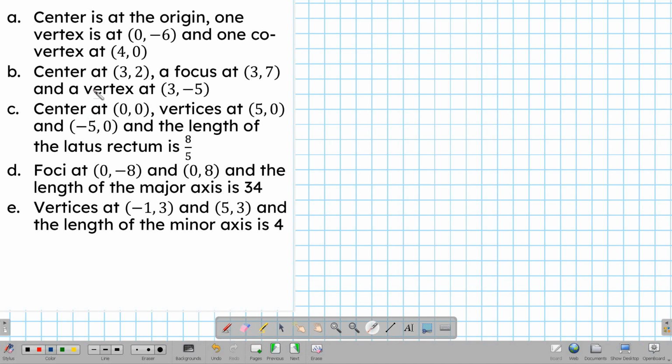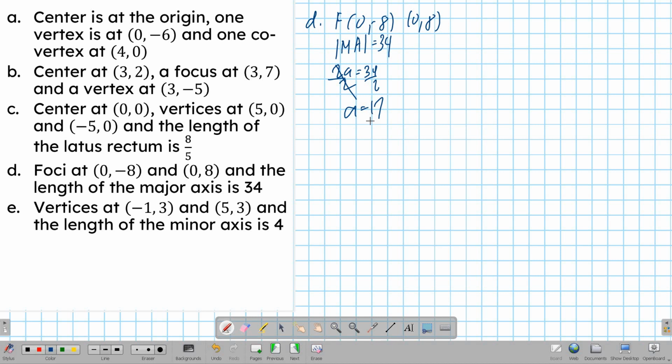Now, before we go to the others, since they have centers, let's go to a problem that does not have a center. Let's look at letter D. The foci are at (0, -8) and (0, 8). The length of the major axis is 34. What information can we get from here? From this, the length is equal to 34, and that's 2a. Divided by 2, a would be equal to 17.